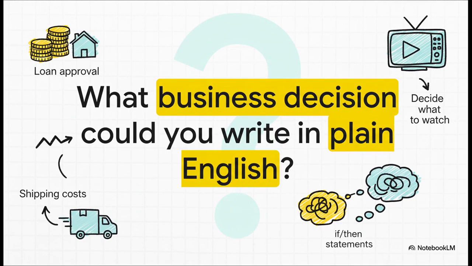And that leaves us with one final thought. Think about a complex decision process in your own world. Maybe at work, maybe just in your life, approving a loan, calculating a shipping cost, heck, even deciding what to watch next. How would you write that down as a series of plain English if-then statements? It's a pretty powerful way to think, isn't it?